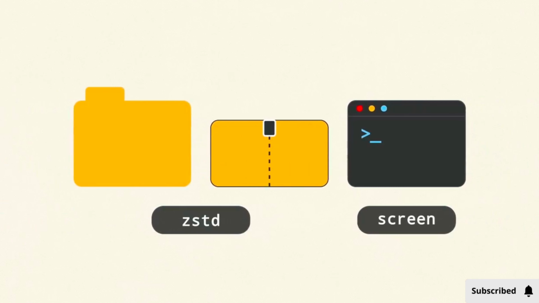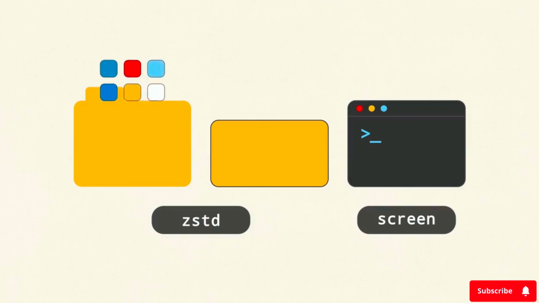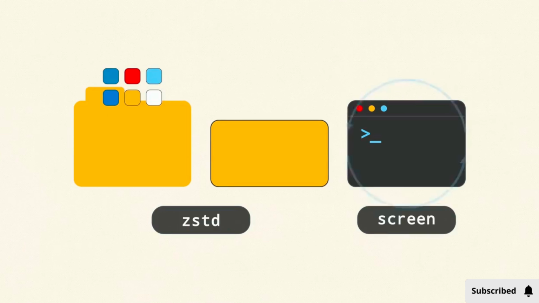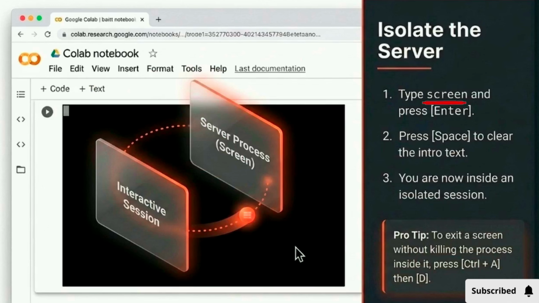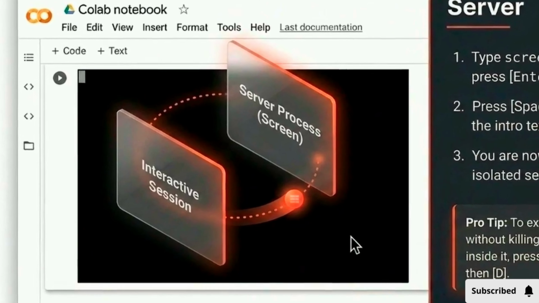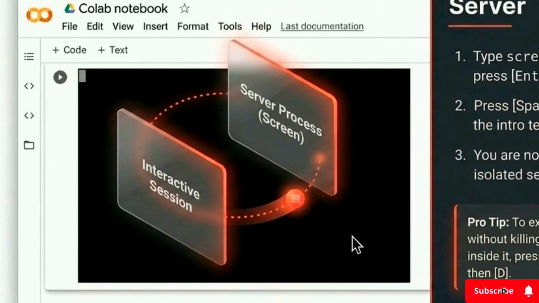We are almost ready to install the AI, but we need 2 OS-level tools first. One to decompress the installation files, and another to manage our background tasks so our session doesn't freeze. In the terminal, type apt install screen zstd and press enter. The screen command is our safety mechanism. As this graphic illustrates, it allows us to split our workflow, placing the heavy AI server process in an isolated window while keeping our interactive session open.